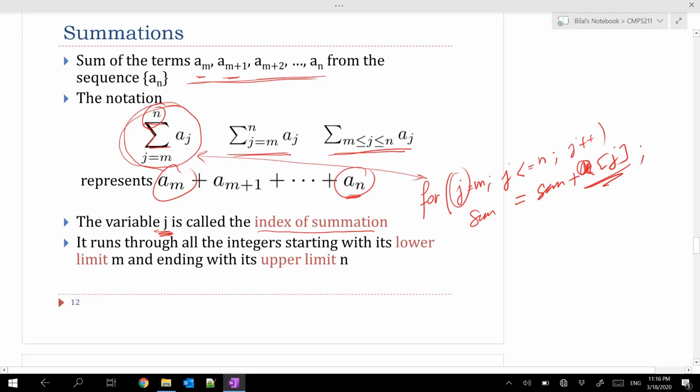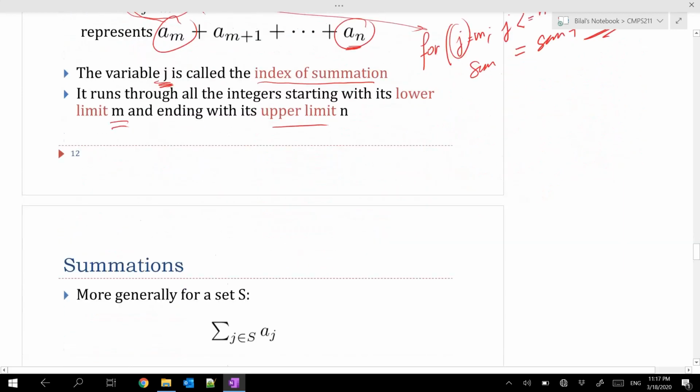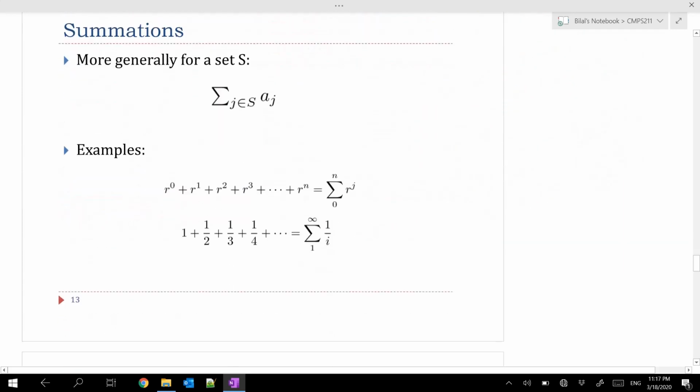It runs through all the integers starting from its lower bound or limit m and ending with its upper bound n. More generally, for a set S, we can talk about the summation of all the a_j for, well, I think we should say that a_j belongs to S. I should correct this in the slides. So we are talking about the summation of a_j for every a_j belonging to our set. I'm sorry, the j should be a subscript written below the a.